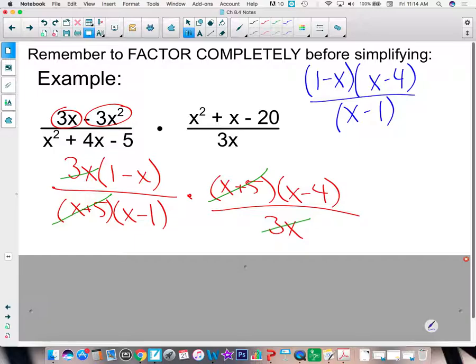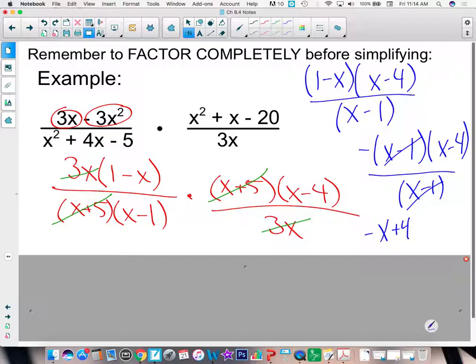Not done, because I can factor out another number to make something else cancel. What can I factor out of here to make the x positive? A negative 1. If I factor out a negative 1 here, that turns it into negative 1 plus x, or x minus 1. But now, what's going to cancel? x minus 1, that's gone. So then you have negative x minus 4, and I would distribute that through there, so it's negative x plus 4. That's how you have to do those.